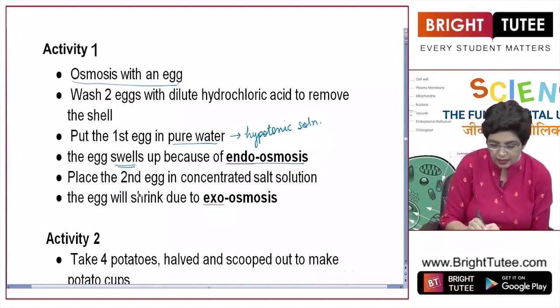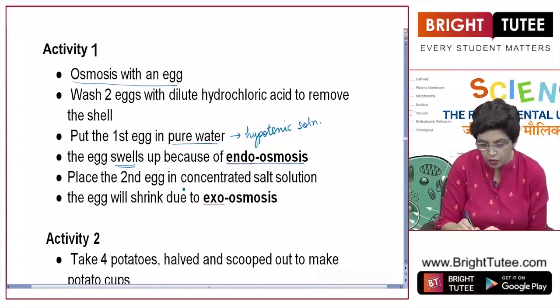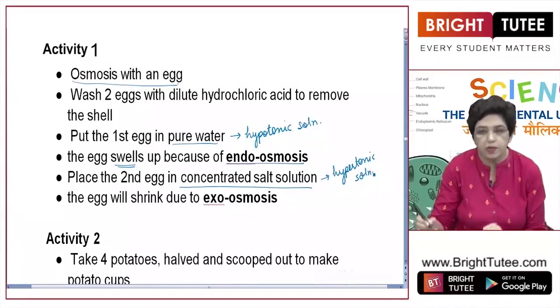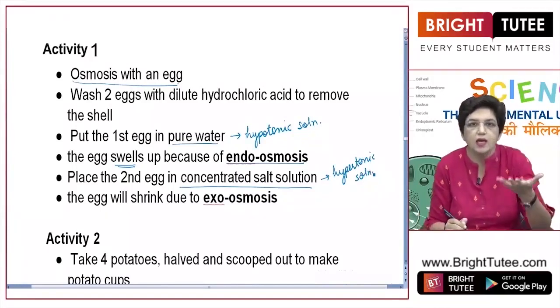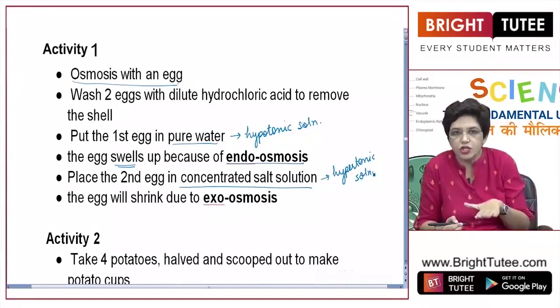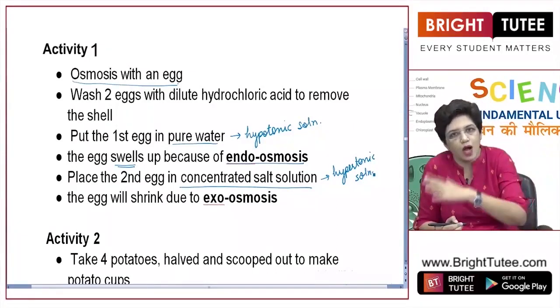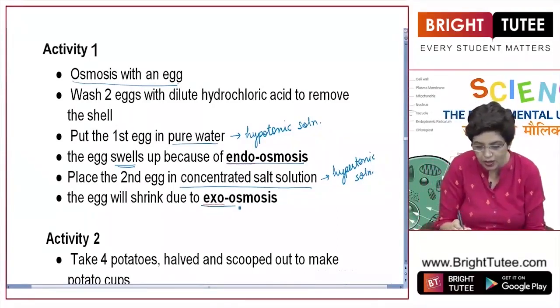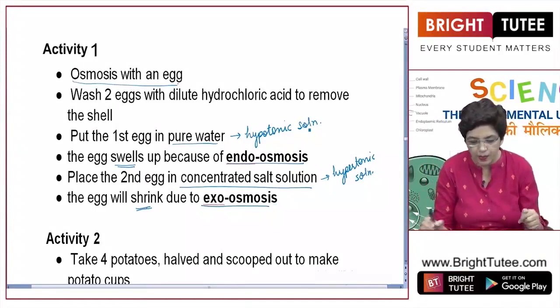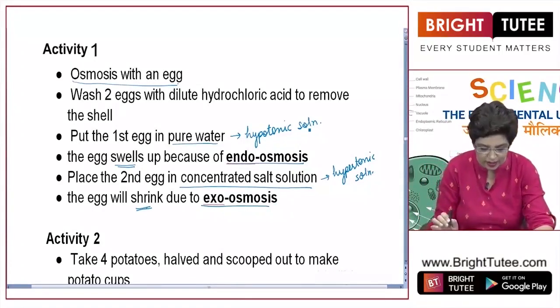On the other hand, keep the second egg in concentrated salt solution. This is a hypertonic solution. Remember, if salt concentration is high, that means the water concentration is less. If water concentration is less, then water will move outside. So it will lead to exoosmosis and the cell will shrink. So in hypotonic there was swelling, in hypertonic it was shrinking.